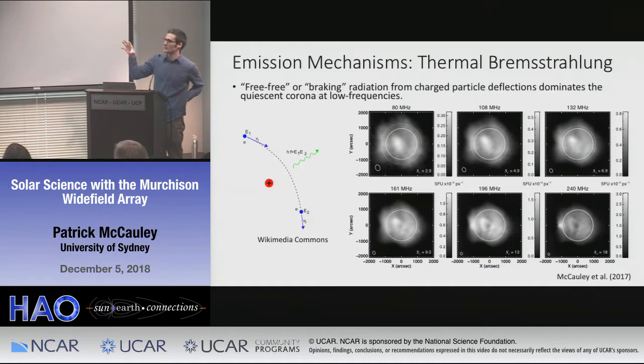And at 80 megahertz, you notice that the sun is quite a bit larger, puffier, more extended than it is at 240 megahertz. And that's because the Bremsstrahlung emission at lower frequencies is produced at larger heights above the surface. And that's related to the background density. Okay, so that's a thermal background. That's what the sun is always doing.